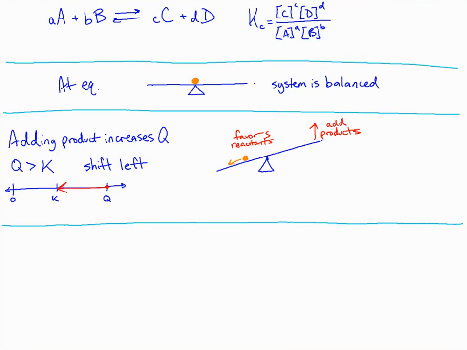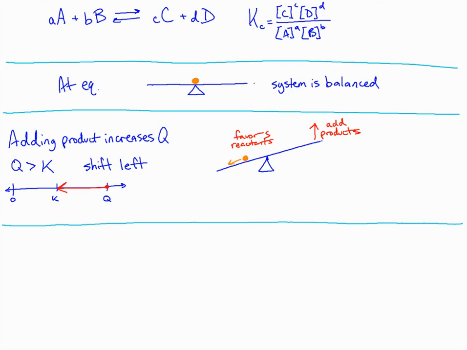And by move to the left, here's what I'm talking about. So look at the expression up here. So we added some product. When I say shift left, I'm talking about favoring the reactants in the expression as written. That's what a shift left means when we use it in this context.